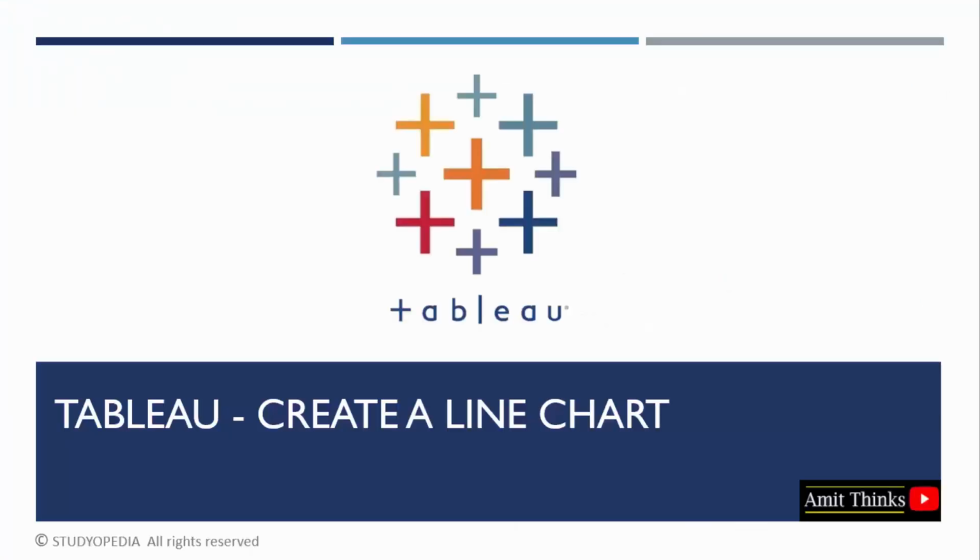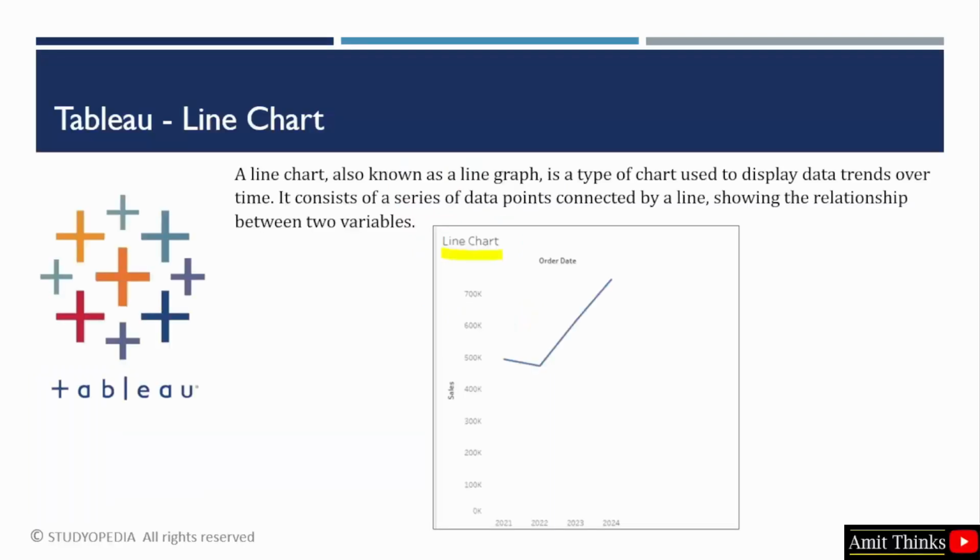In this lesson, we will understand how to create a line chart in Tableau. So we already connected the data source, that is the sample superstore file. Now we will create a line chart using it. Let's start. So we will first understand what is a line chart. If you want to display the trends over time, you can use a line chart. I've also shown an example. Okay, it consists of a series of data points connected by a line that shows the relationship between two variables.